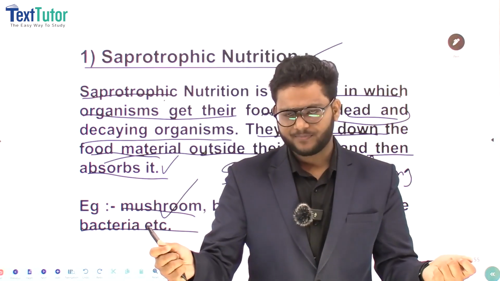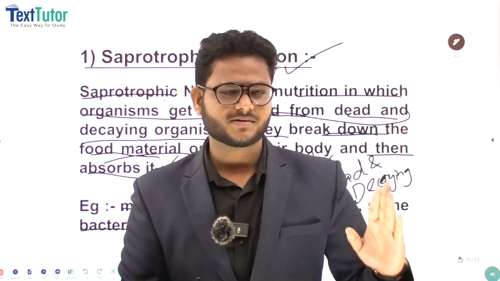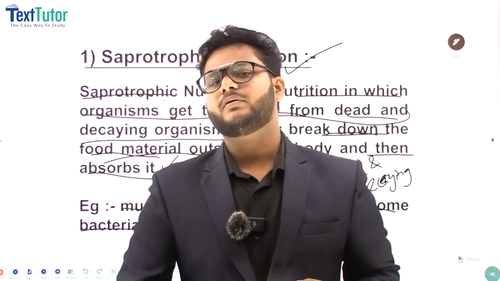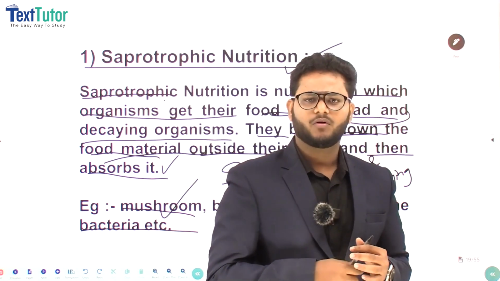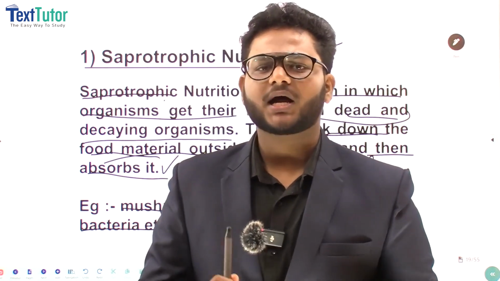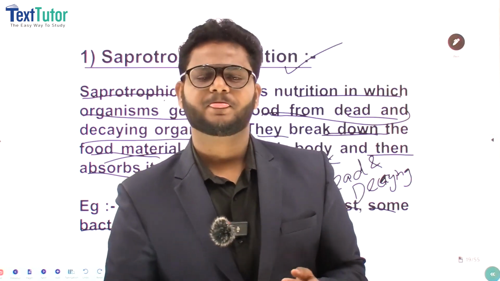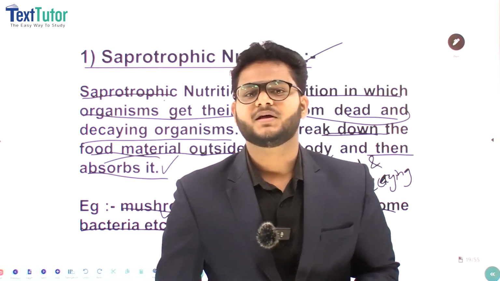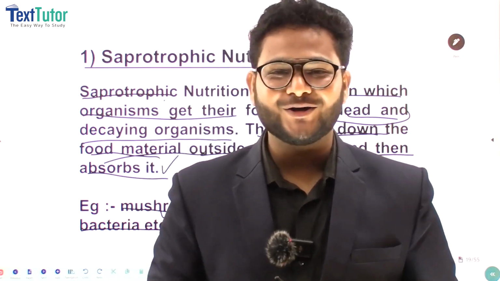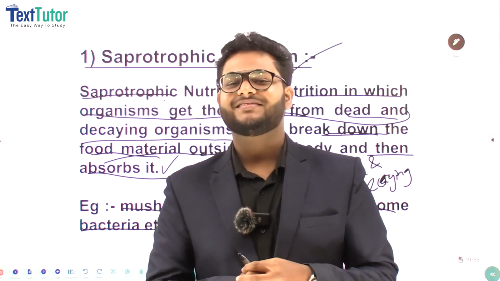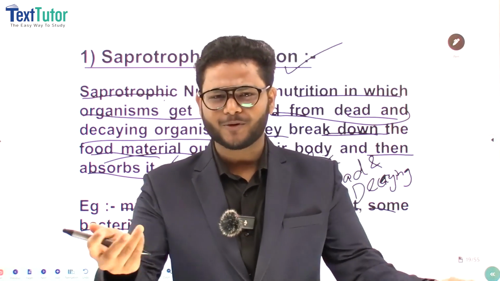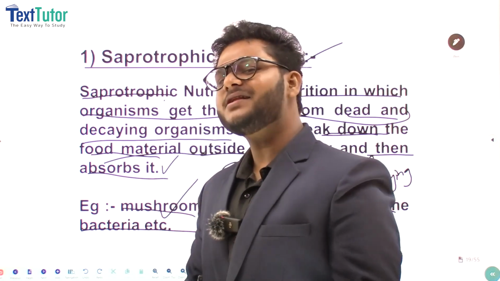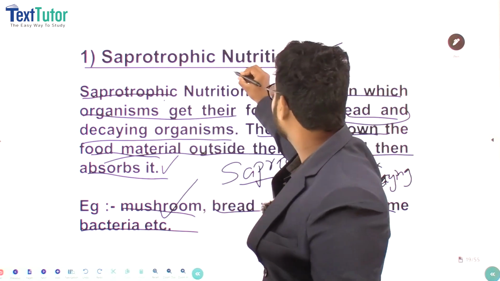So just take a slice of bread and keep it by the side of a window for 3 or 4 days. Within 3 days, the color of the bread will change to black, then green. You can see fungus growing on the bread. That is the bread mold. Okay, so that is the nutrition that takes place in saprotrophic nutrition.